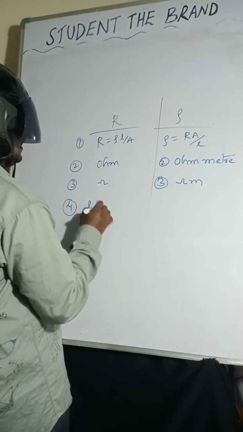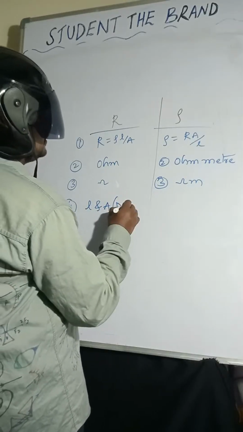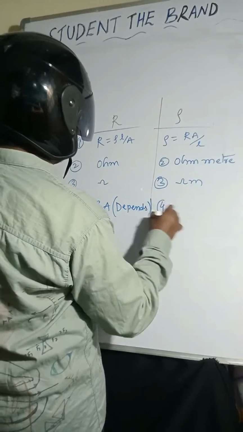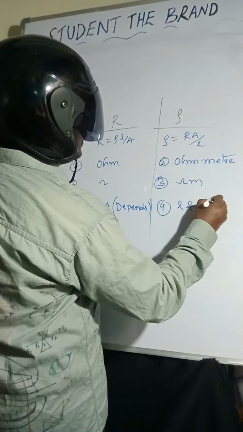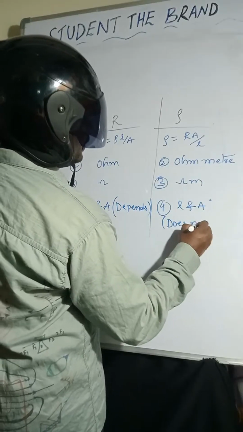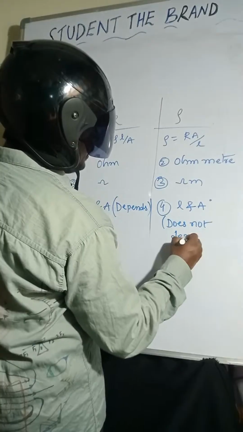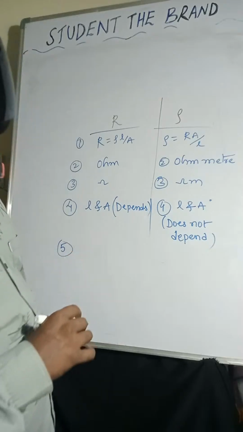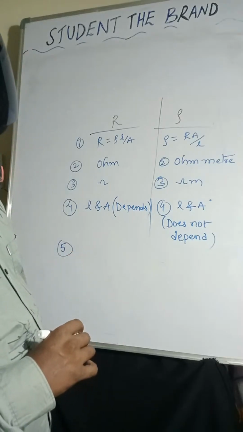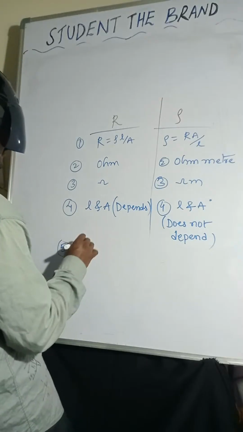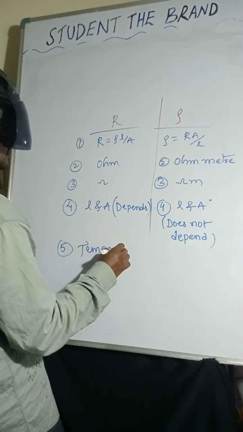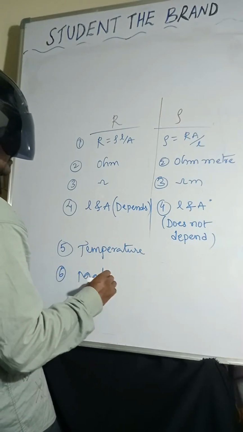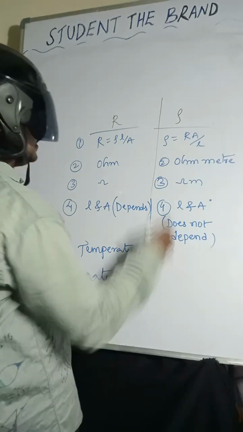Coming to the fourth one, resistance depends on length and area of the cross section. Resistivity does not depend on length and area, right? And coming to the fifth one, resistance depends on temperature and material also. Sixth one, material. And here also, resistivity depends.